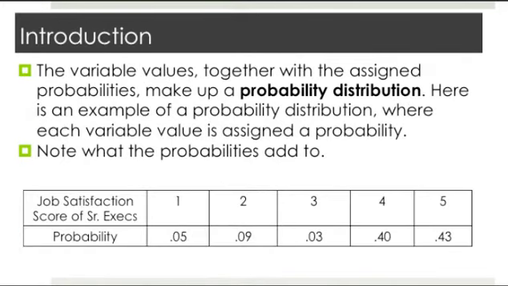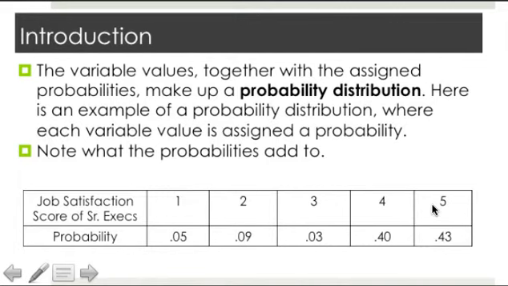Here's a table that describes the job satisfaction score of senior executives on a rating scale of 1 to 5, with 5 being the highest. So the variable values that you see here, together with the assigned probabilities that you see below it in row 2, make up what we call a probability distribution. Each variable value, such as 1, 2, 3, 4, and 5, is assigned a probability of occurring.